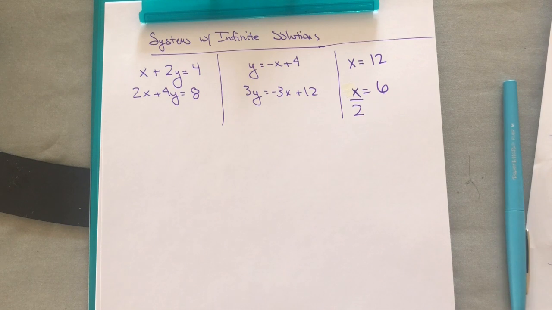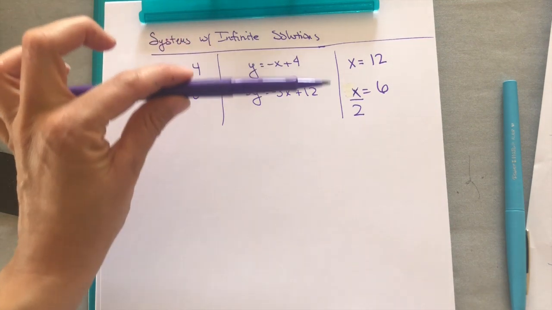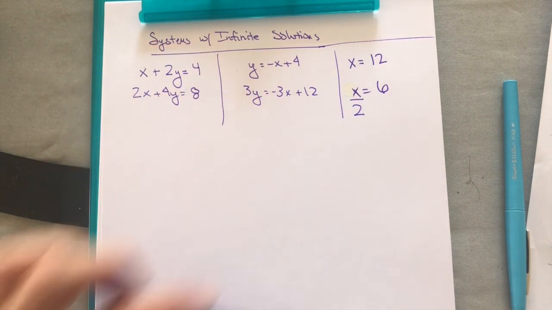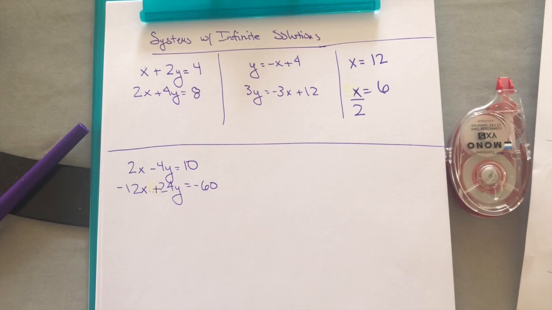So how might we identify systems with infinite solutions when we're given the equations? Well, first of all, we might just notice, oh look, this equation's been multiplied by 2. This equation's been multiplied by 3. This equation's been divided by 2. And then we know that there will be infinite solutions. But if you're not sure, or you just happen not to notice, as you're solving, something interesting will happen as well.